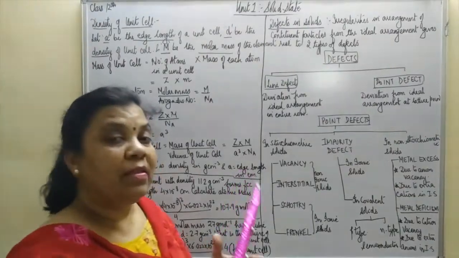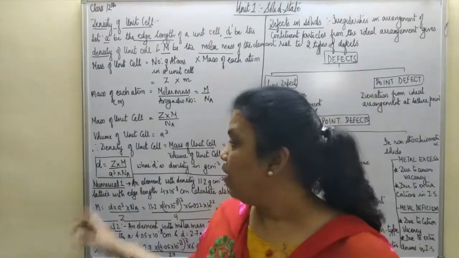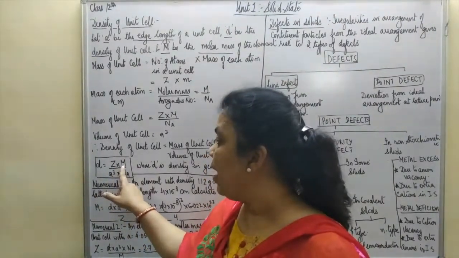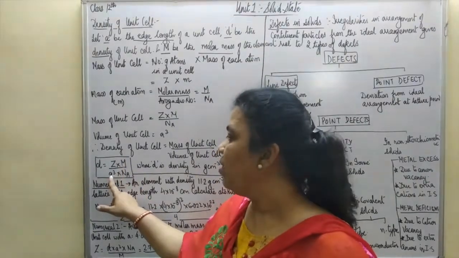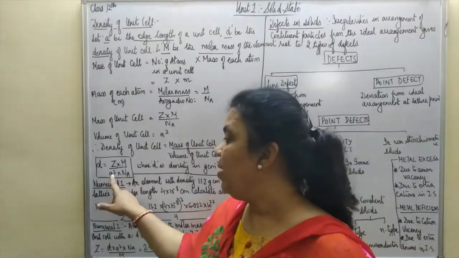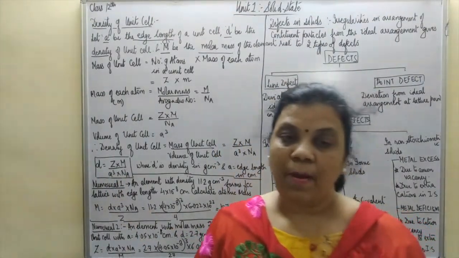So remember this: density of unit cell, calculation of density, or maybe calculation of rank of the unit cell, nature of the unit cell, or maybe calculation of atomic mass of the element, or maybe calculation of volume of the unit cell, or maybe edge length of the unit cell, or maybe calculation of Avogadro number.